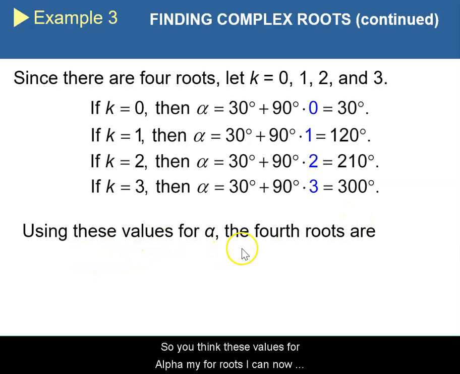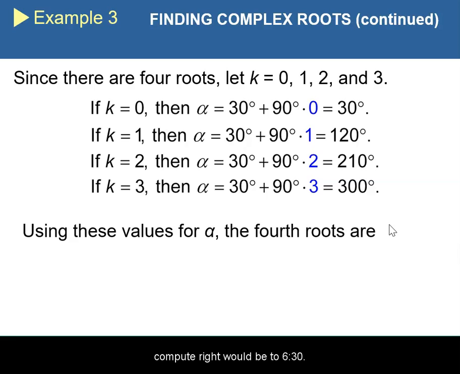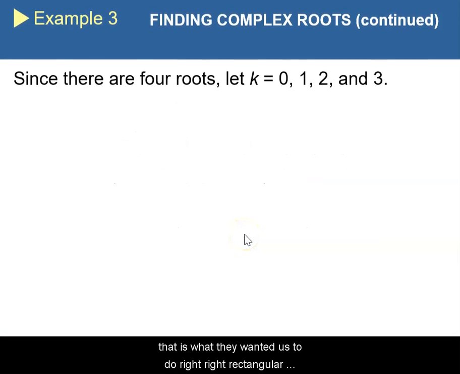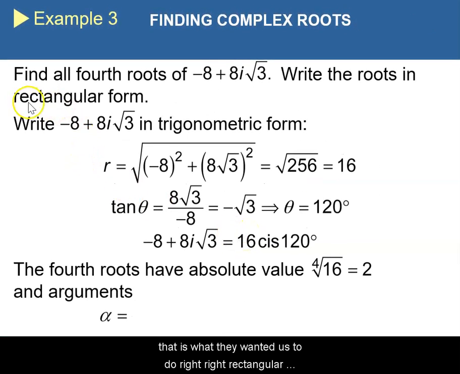So using these values for alpha, my 4 roots, I can now compute: 2 cis 30, 2 cis 120, 2 cis 210, 2 cis 300. And then, of course, we want to calculate all of those into our rectangular form, because that is what they wanted us to do.